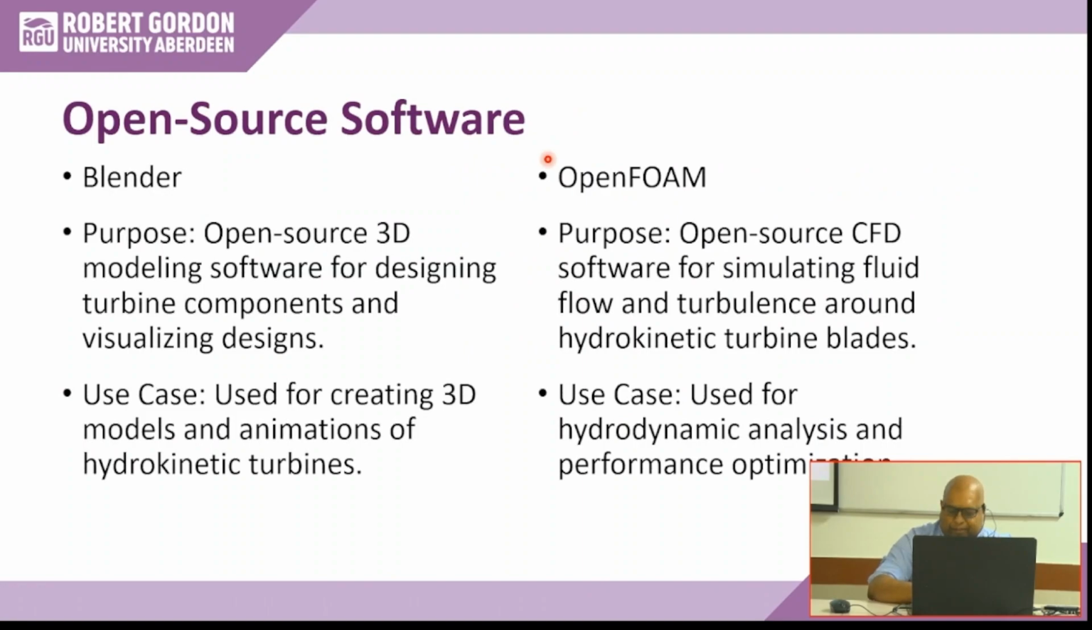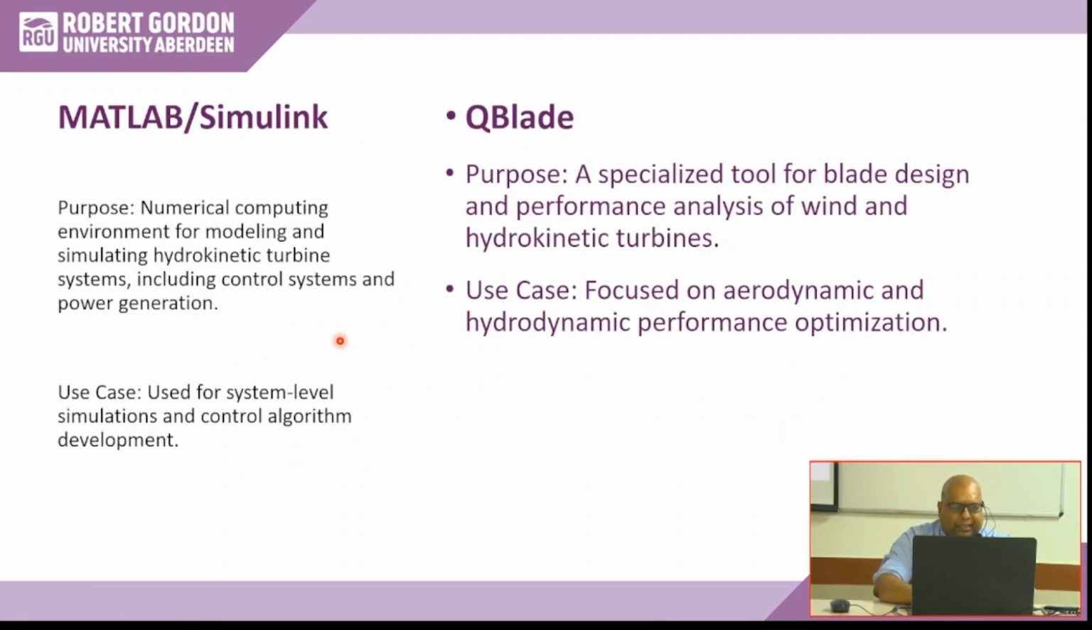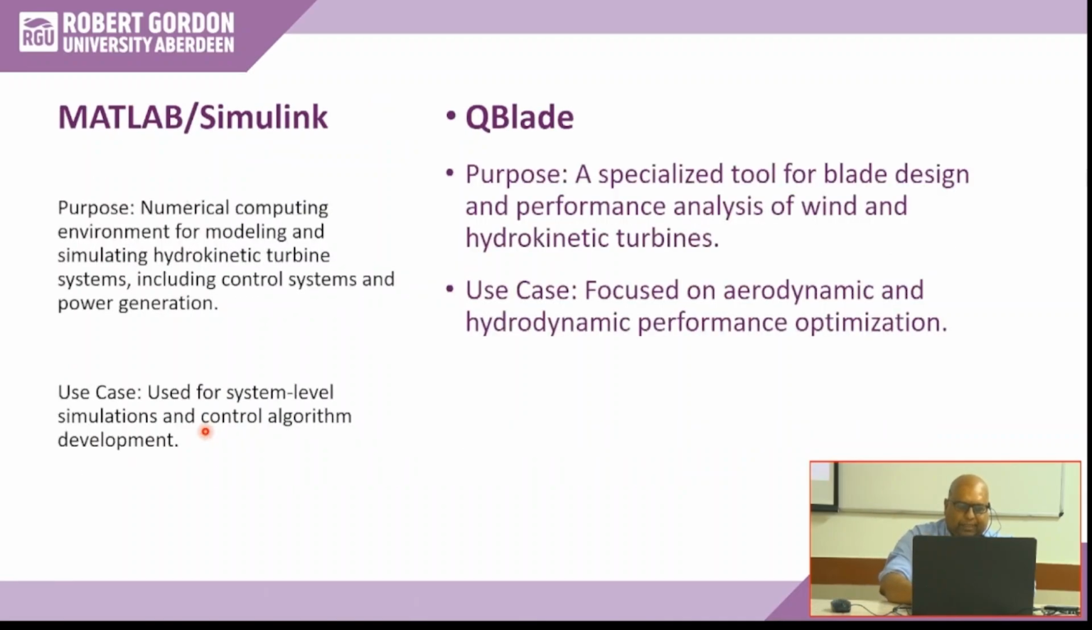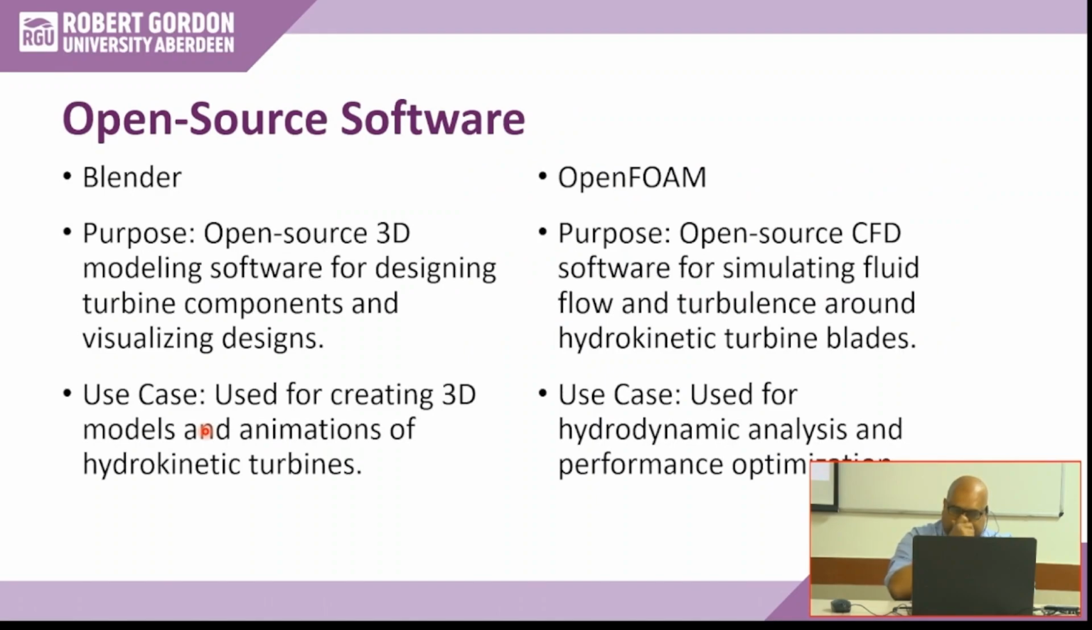So that's why there are a lot of tools and software available. Let's look at some of the open source software which are freely available. One is called Blender. It's widely used here, open source 3D modeling software. Blender is equivalent to your SolidWorks. Okay, so it's a CAD model, and this is freely available. You can create a 3D model, animation of hydrokinetic turbines and things like that.